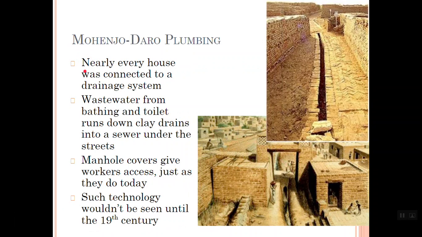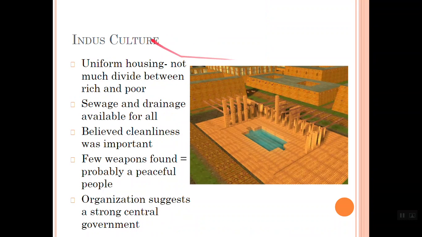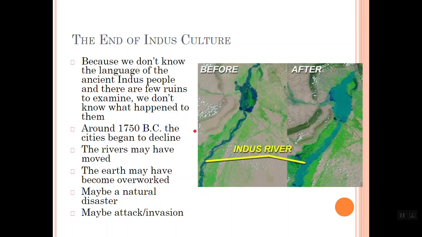All right. Nearly every house was connected to a drainage system. Wastewater from bathing and toilet runs down clay drains into a sewer under the streets. Manhole covers give workers access just as they do today. Such technology wouldn't be seen until the 19th century. Again, very sophisticated. Their culture, the way of life.